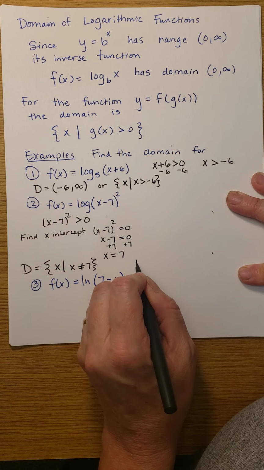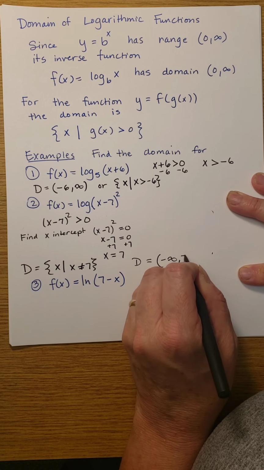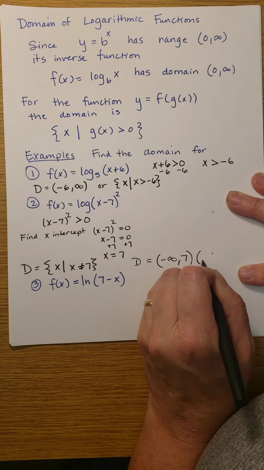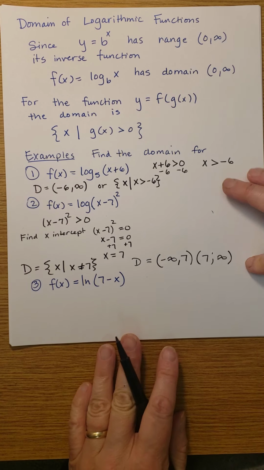And if I write that in interval notation, I would go from minus infinity to 7, and then I would leave out 7 and then go from 7 to infinity. So this is the interval notation.